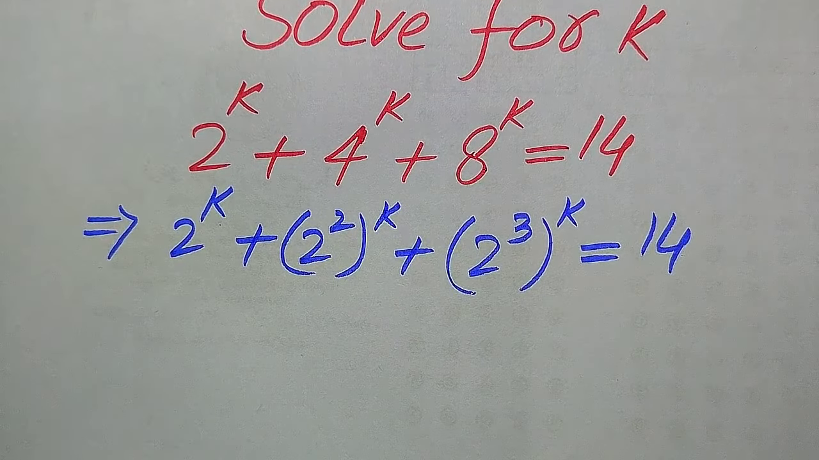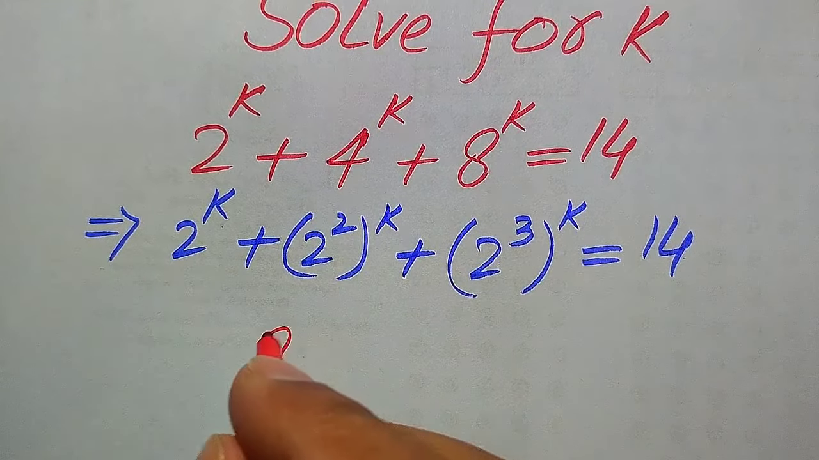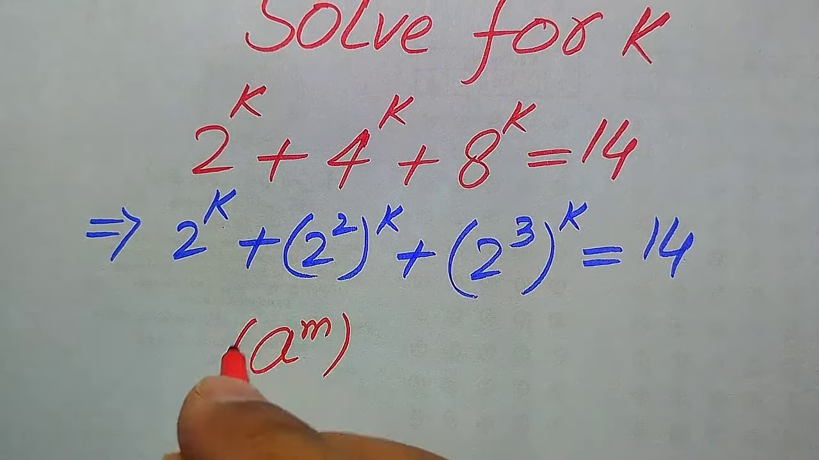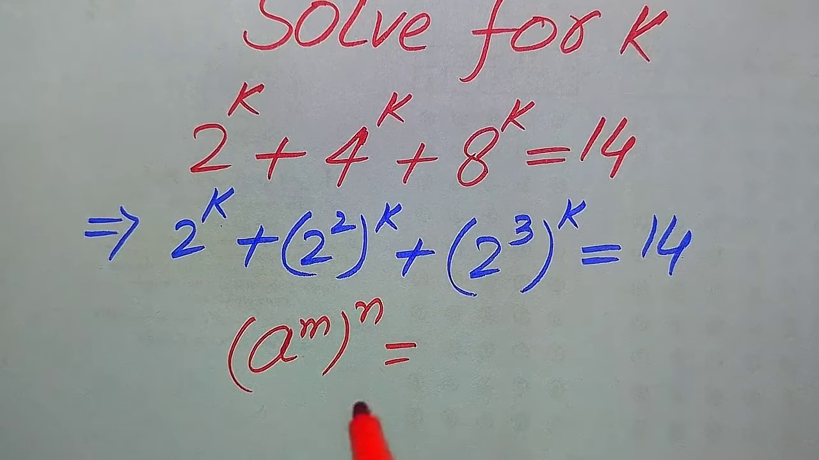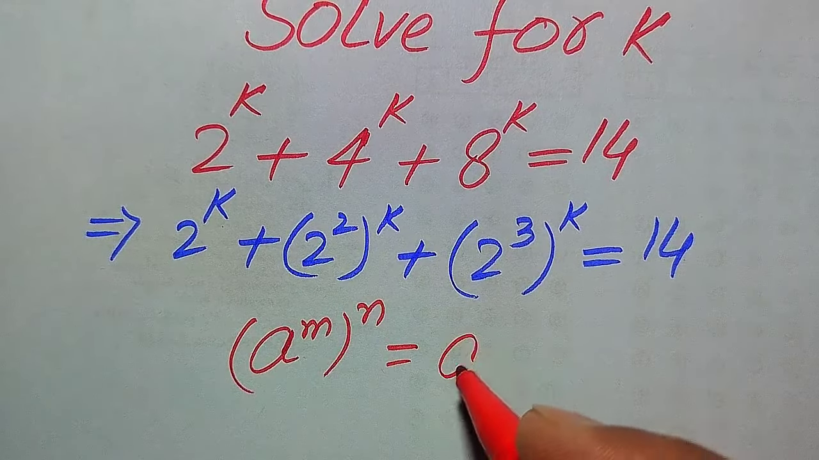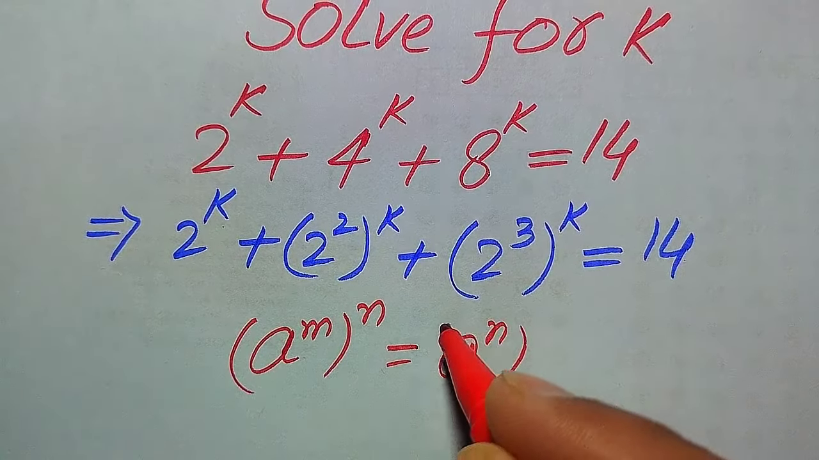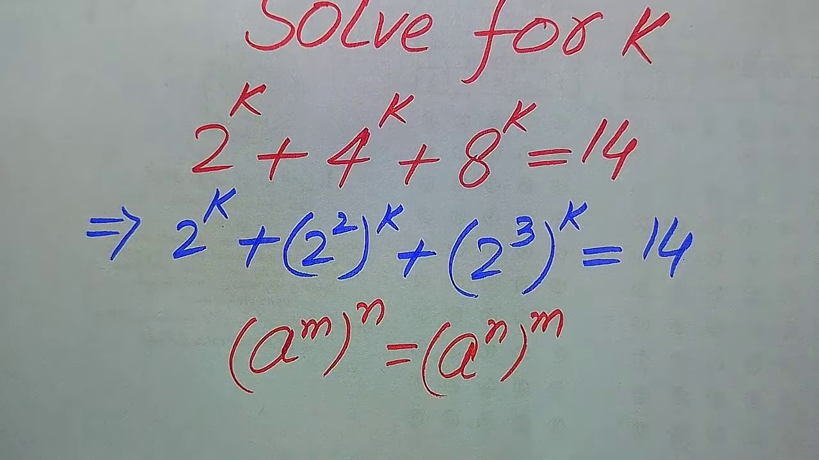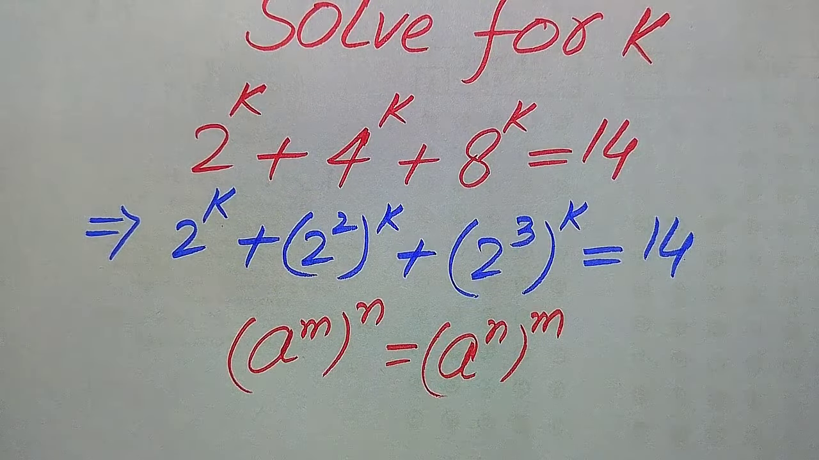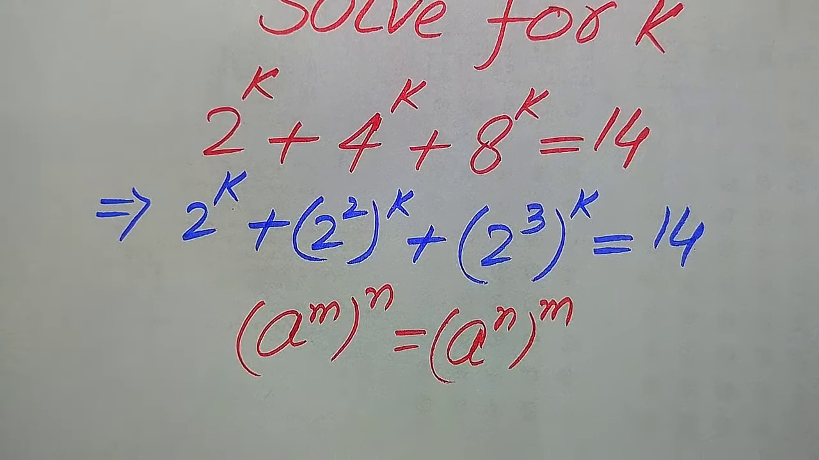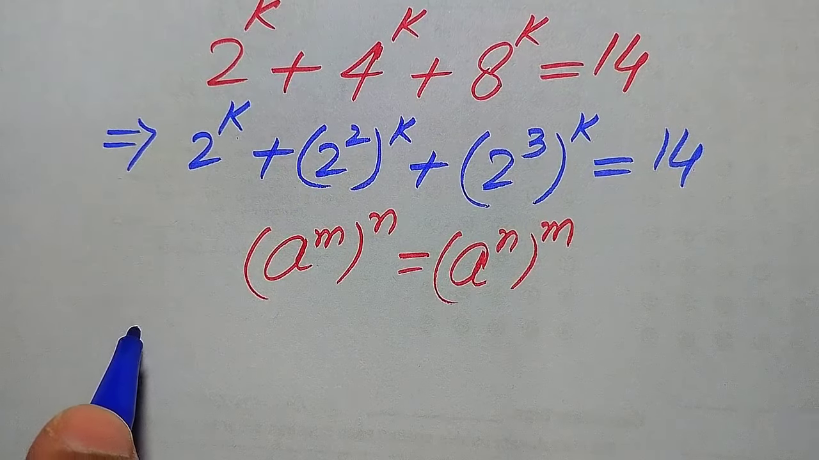Okay, so here further we need the nice exponential law. You know about that. If we have a to the power of m to the power of n, here we need to interchange these two exponents. According to this rule, it is allowed to interchange these two exponents. So here in the above equation, we just need only to interchange the exponents.